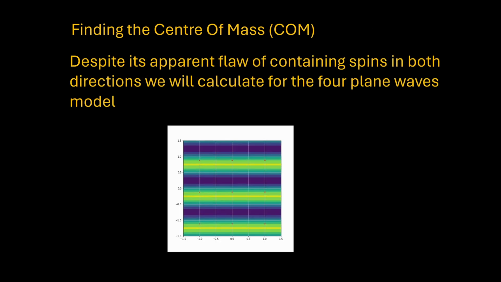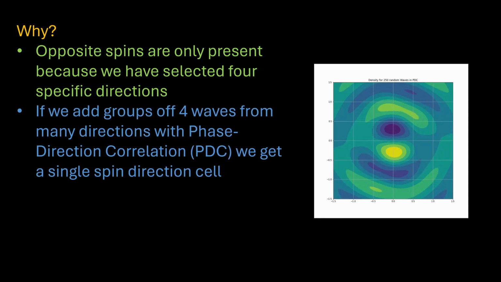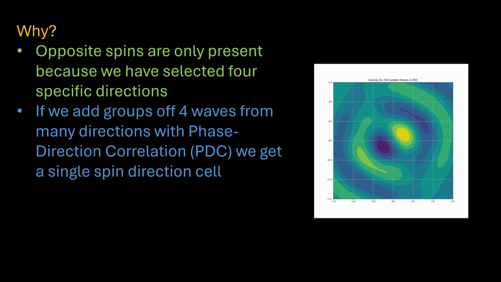The only model we have to which we can apply this procedure analytically is the four-plane wave model, but this is not as limiting as it might seem. Why is this? The opposite spin feature only arises because we have taken only four waves in a specific orientation. If we had many sets of four waves, each with a slightly different orientation, by which I mean the cross is rotated, the opposite spin disappears and we get this animation.